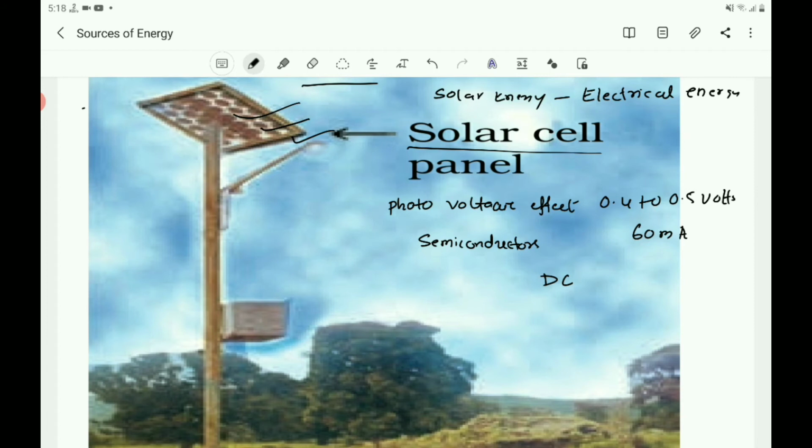Solar cells are cost effective, particularly in remote areas where the cost of installation of other modes of energy is very high, because you know that in remote areas it is difficult to install other modes of energy, but solar cells are effective there. Solar cells have no movable parts and hence need no maintenance.